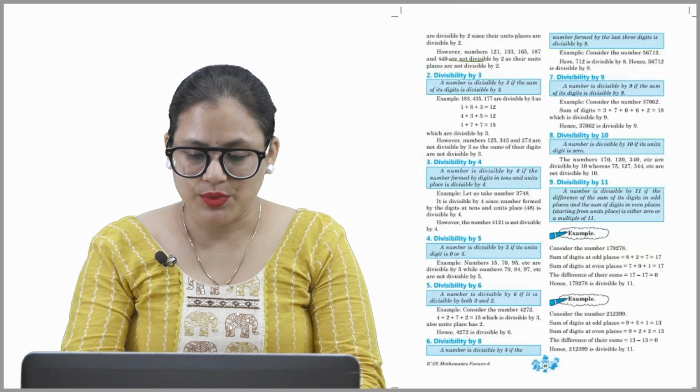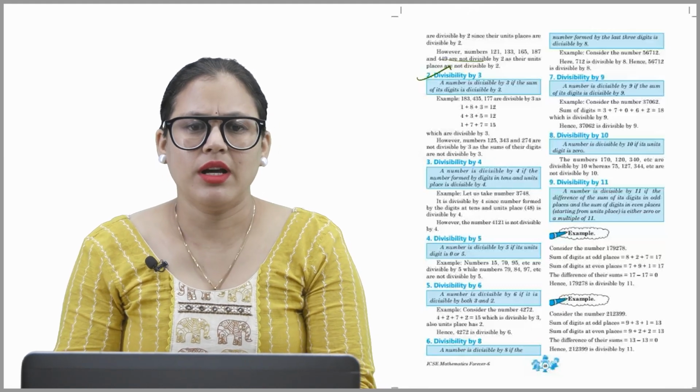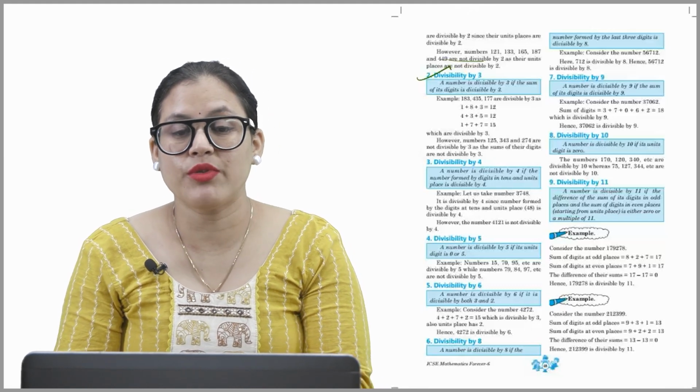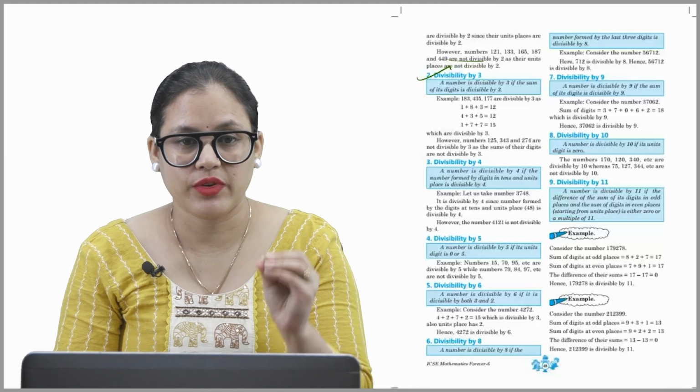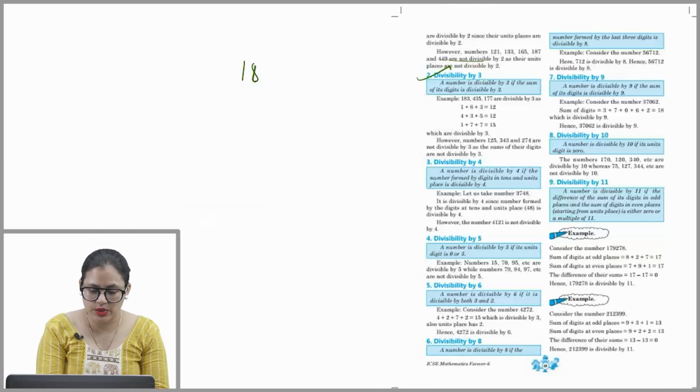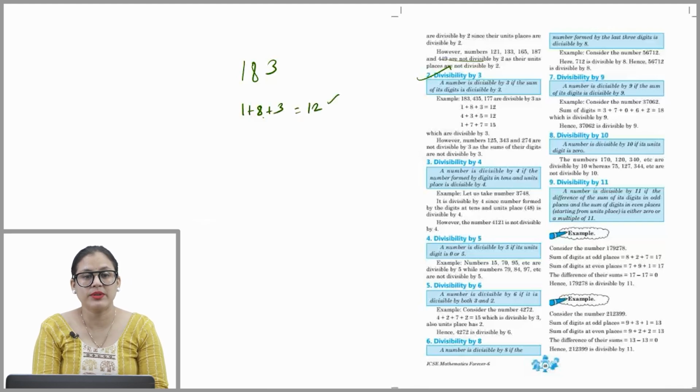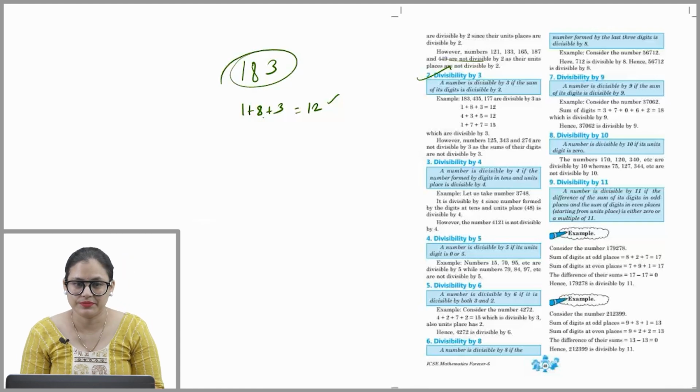Number 2, divisibility by 3. A number is divisible by 3 if the sum of its digits is divisible by 3. For example, 183. 1 plus 8 plus 3. 1 plus 8 is 9, plus 3 is 12. 12 is divisible by 3. Therefore, 183 is also divisible by 3.